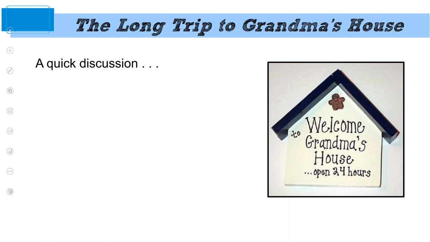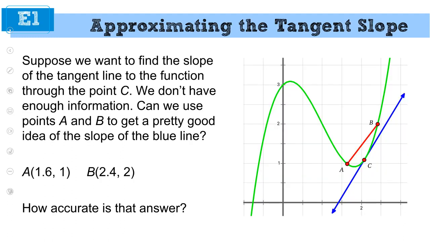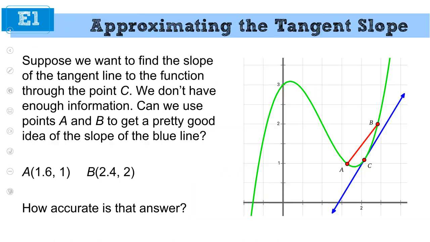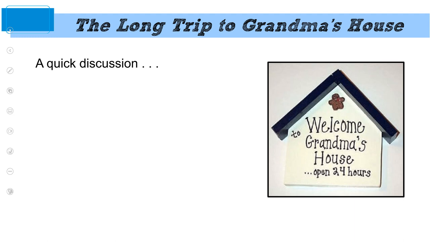Okay. I want to talk about the difference between instantaneous velocity and, oh my God, I'm drawing a blank. Average velocity, thank you. Okay. So, if your grandma lives 100 miles away and you leave your house at 12 o'clock and you end up at grandma's house at 2 o'clock, how fast will you drive? Say loud, say proud. 50 miles per hour.